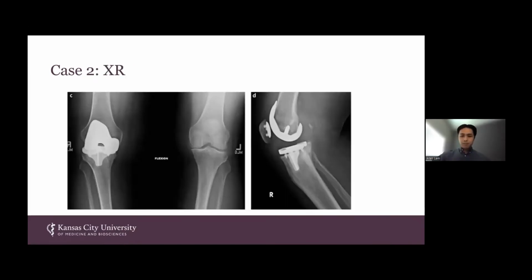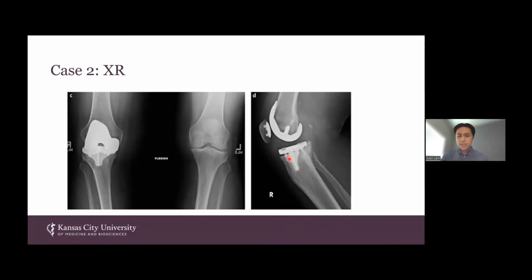So now we have the second case's x-rays here. We again see this abnormal angulation of a slight varus deformity on that right side. It looks as if the femur is sinking, or the tibia component is sinking underneath the femur. It might be more apparent on this lateral view where we can clearly see this evidence of radiolucency around the keel portion, a transparent line where the bone did not take onto the implant.